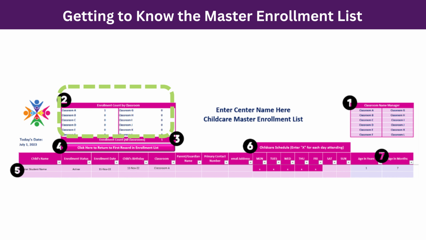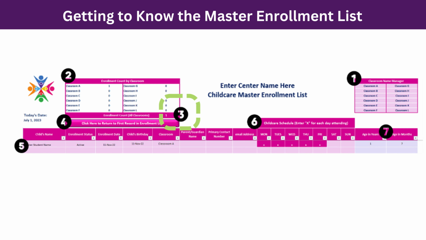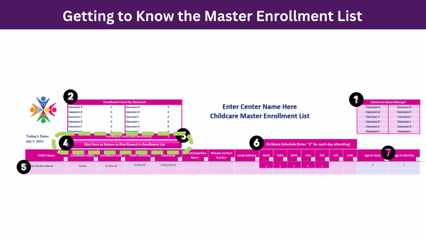The upper left-hand corner is where you'll find the enrollment count by classroom, providing a total count of all children enrolled in each individual classroom. This section also provides an overall count of all students enrolled in all classrooms. There's an easy navigation button. Simply click the button to quickly bring you to the first record on the enrollment list. This will become especially convenient to use as your master enrollment list grows.